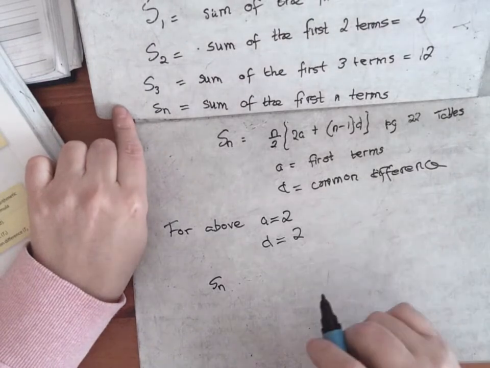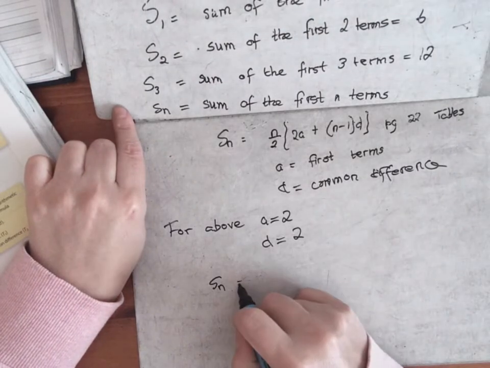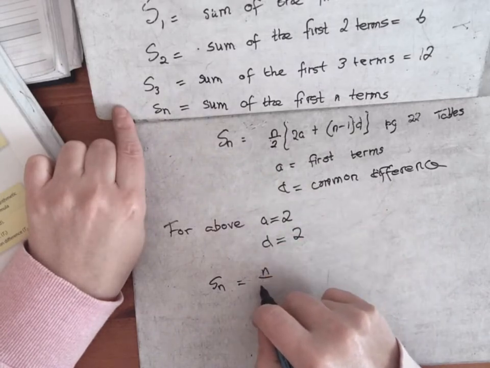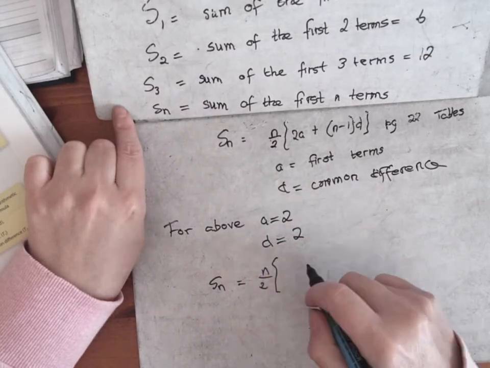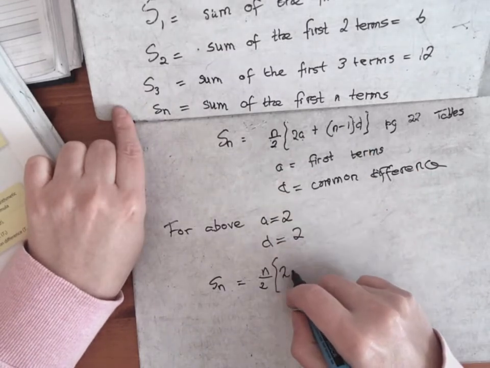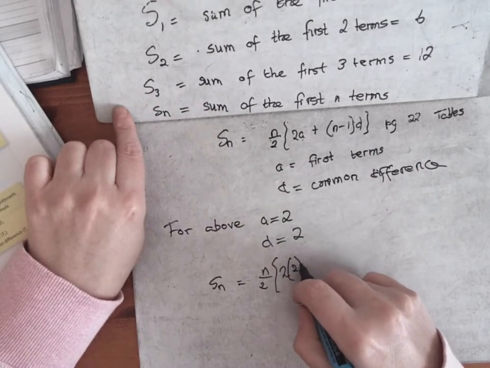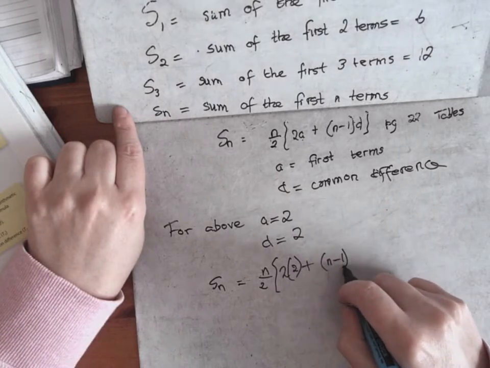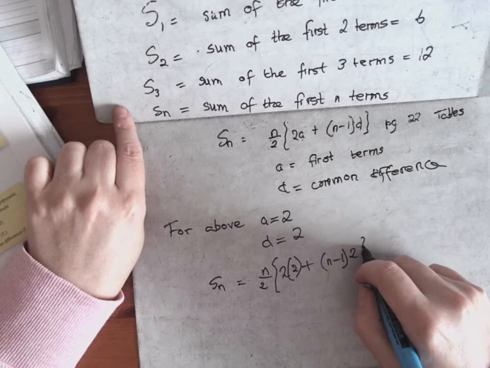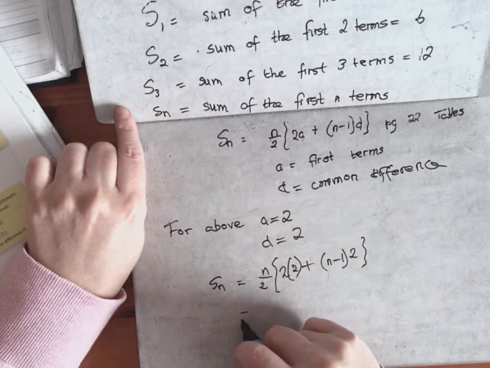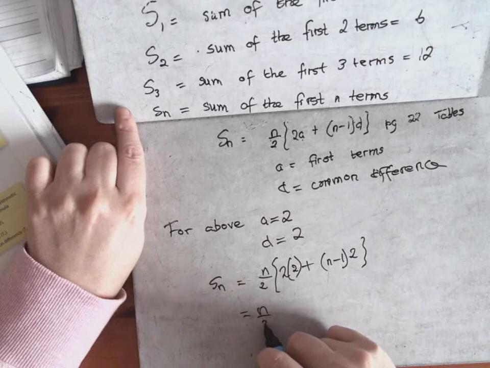Yeah. Sn is equal to n over 2. Remember, we never fill in for n. So it's n over 2 times 2A, which is 2 times the first term, 2 times 2, plus n minus 1 times D. So again, we don't fill in for n. Leave the n over 2 on the outside until the end.